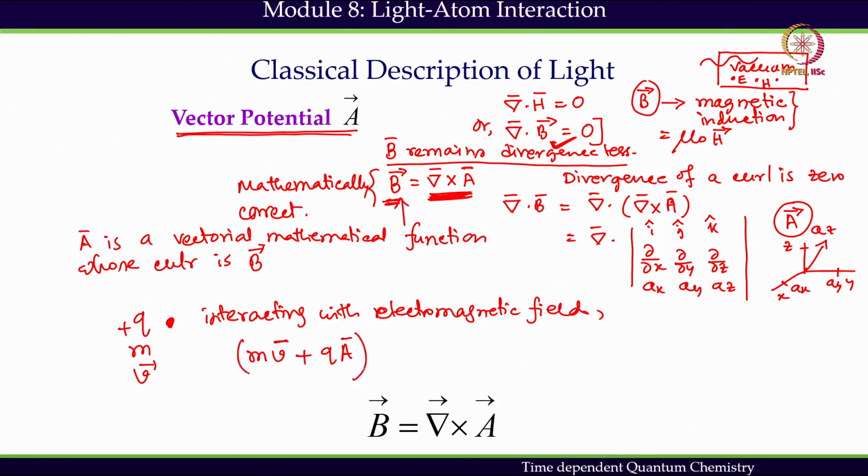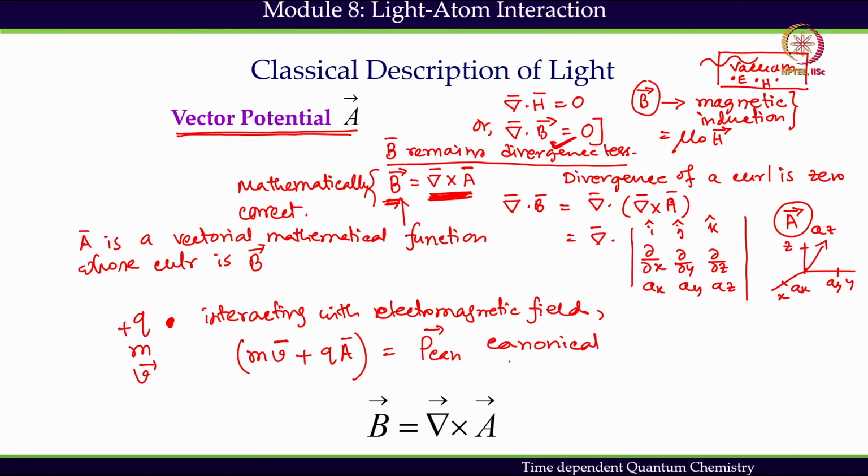This entire thing is called p canonical. This is conserved. So this is called canonical momentum. This is something which I am introducing, and these concepts are taken from electromagnetism, the classical theory of charged particle interaction with electromagnetic field. And we are just picking up the useful information which will be used in the context of light atom interaction.